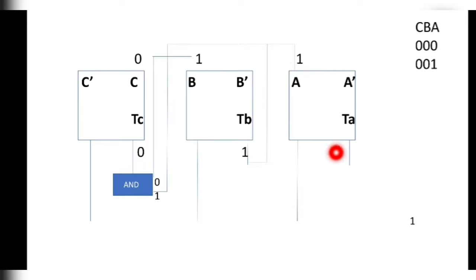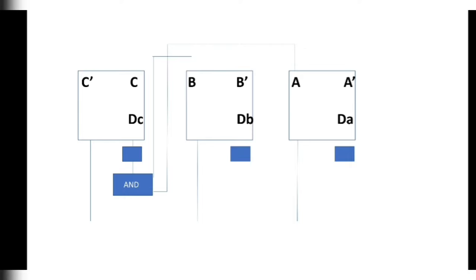See, this became 1 and this should become 0. This is the final value you get, 0 1 0, that is the binary equivalent of 2. So like that only all changes will happen. Alternatively, you can consider the D flip flop also.